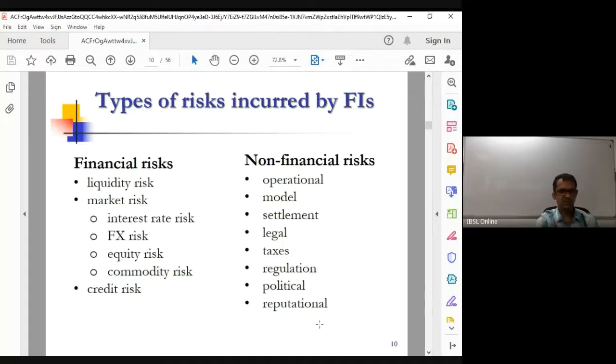The last one, reputation. For a financial institution, especially a deposit taking institution, reputation is very important. I think everything depends on the reputation. The moment that you lose your reputation, that's the end of your business as a financial institution. So this is very important. Again, there's a debate whether reputational risk, whether reputation, is a risk or it's the outcome.